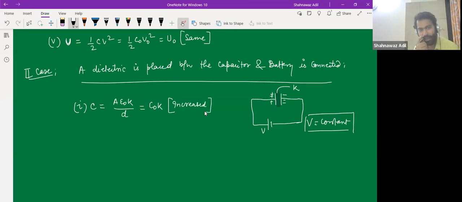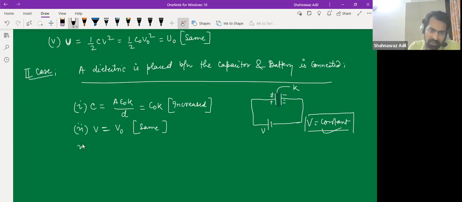Is this part clear, Aisha and Rabia? Yes. Okay, and then the second thing is voltage. So what is the voltage? This is constant, right? Because the battery is connected.